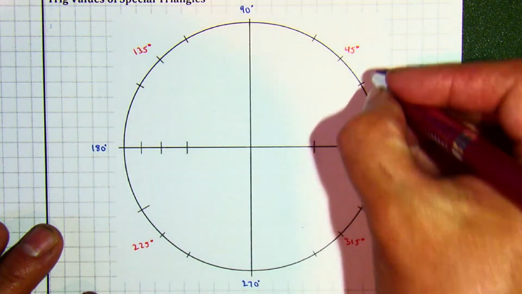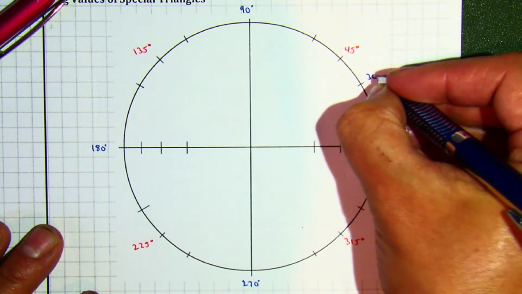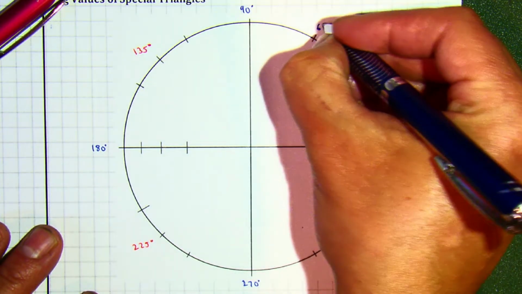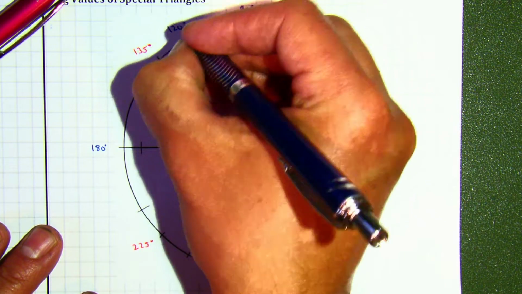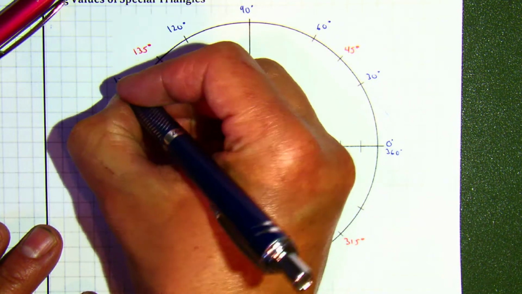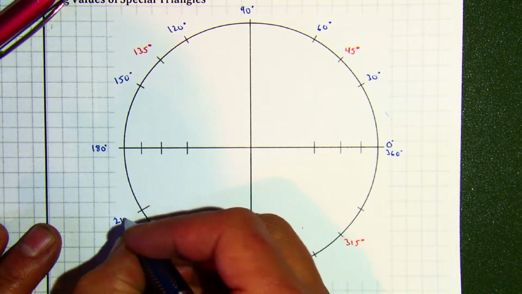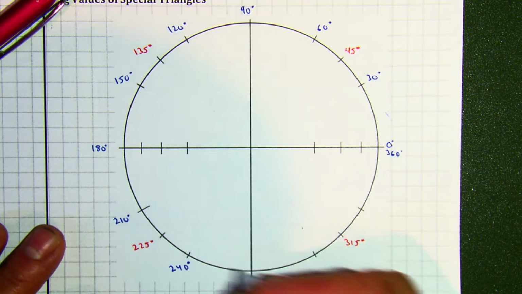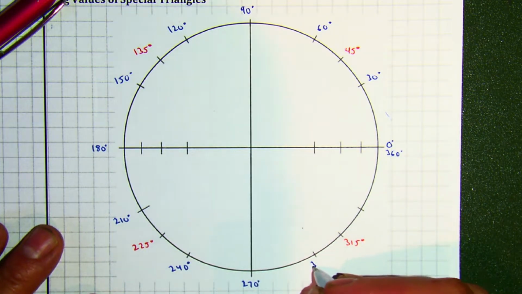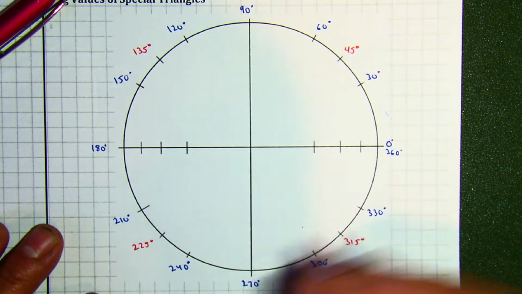Now your 30s. This is 30 degrees, plus 30 is 60, plus 30 is 90, plus 30 is 120 degrees, plus 30 is 150 degrees, 180, plus 30 is 210 degrees, plus 30 is 240 degrees, plus 30 is 270, plus 30 is 300, plus 30 is 330, plus 30 is 360.